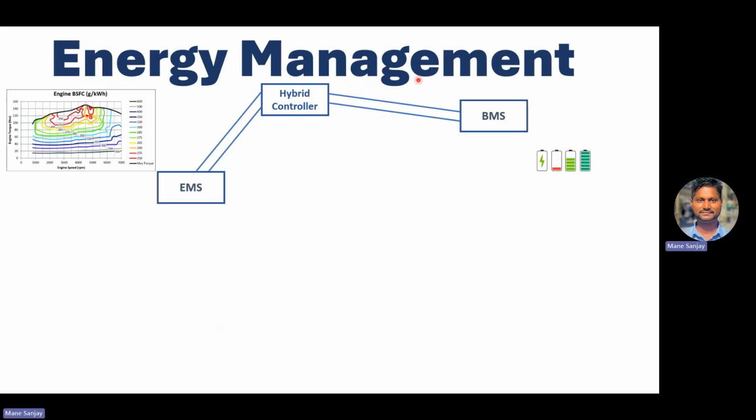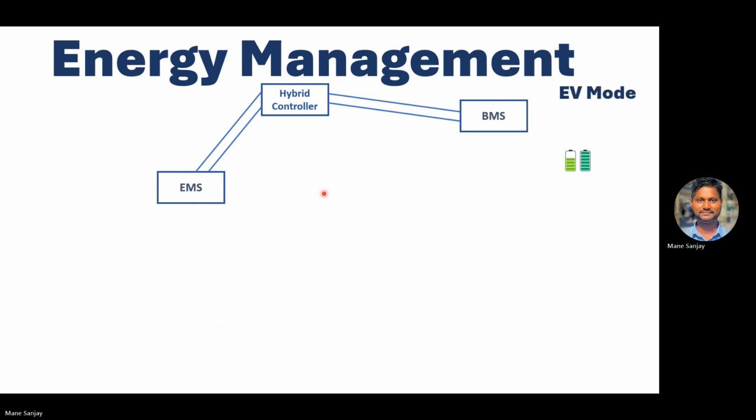So during energy management, the hybrid controller not only monitors the BMS and EMS, it monitors other components as well. But we are not going into more detail at the micro level. At a very high level, it looks at the engine management system as well as the BMS. So now let's look at the EV mode, how the EV mode operates, and how energy management comes into the picture.